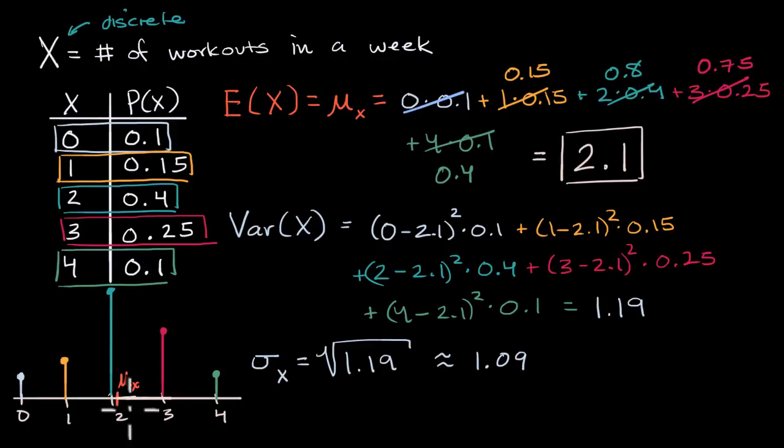So 1.09 above the mean is going to get us close to 3.2. And 1.09 below the mean is going to get us close to 1. And so this all, at least intuitively, feels reasonable. This mean does seem to be indicative of the central tendency of this distribution. And the standard deviation does seem to be a decent measure of the spread.